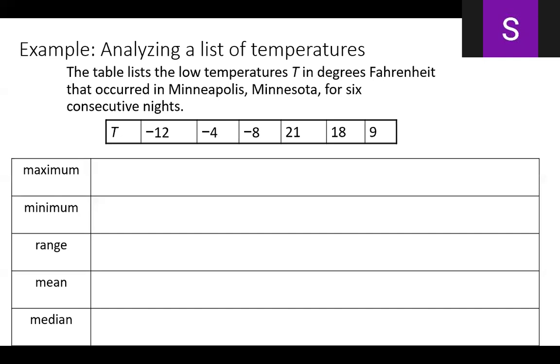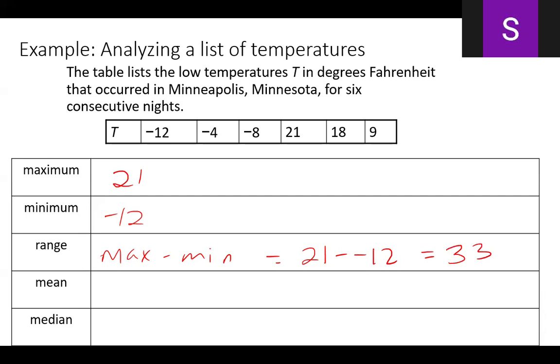All right. So let's see how we did. So starting with the maximum, what's our maximum value? 21. What's our minimum value? -12. So therefore our range, which is your max minus your min, equals 21 minus -12, which equals 33.